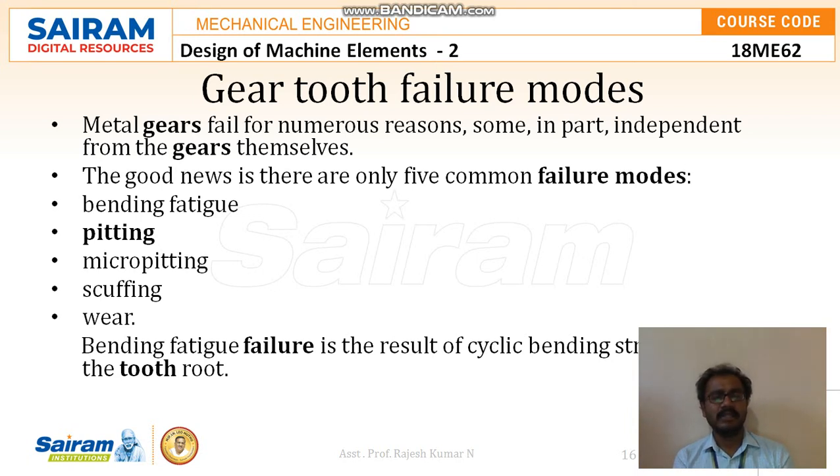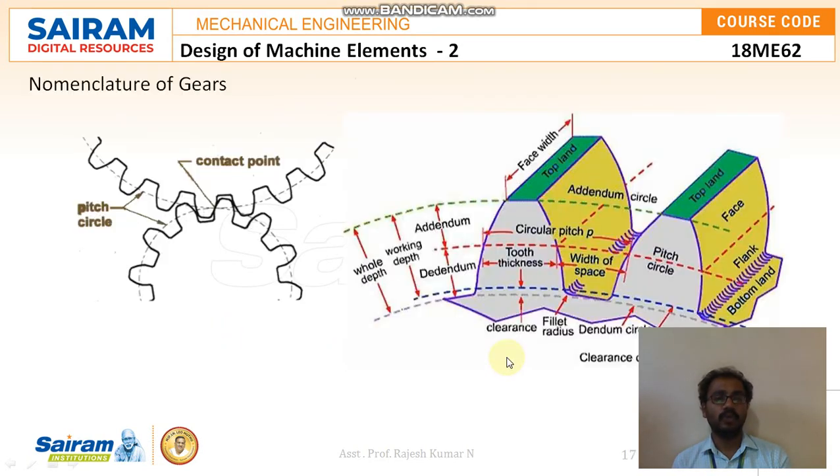All of this is related to the kind of material we are using for the manufacturing of the gear, the type of lubricant, and the duration. All those things play a very important role. So if we follow everything properly, then we can avoid the failure as much as possible. And here, the bending fatigue failure is the result of cyclic bending stresses at the tooth root.